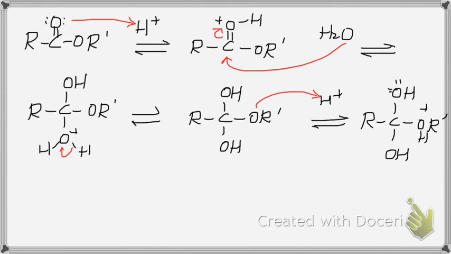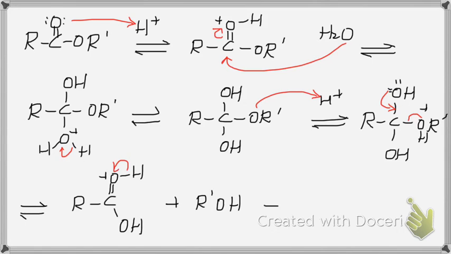Then, the electrons on the oxygen of one of the OH groups come back to reform the carbonyl group, and alcohol will be the leaving group. And the last step is a deprotonation that gives carboxylic acid. All right. So again, this is exactly the reverse reaction of Fischer esterification. If you go from the last step to the first, that's the mechanism for Fischer esterification.